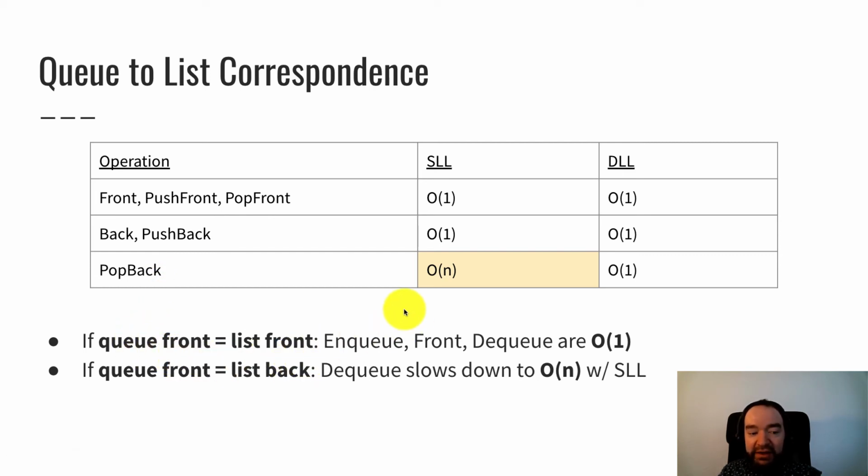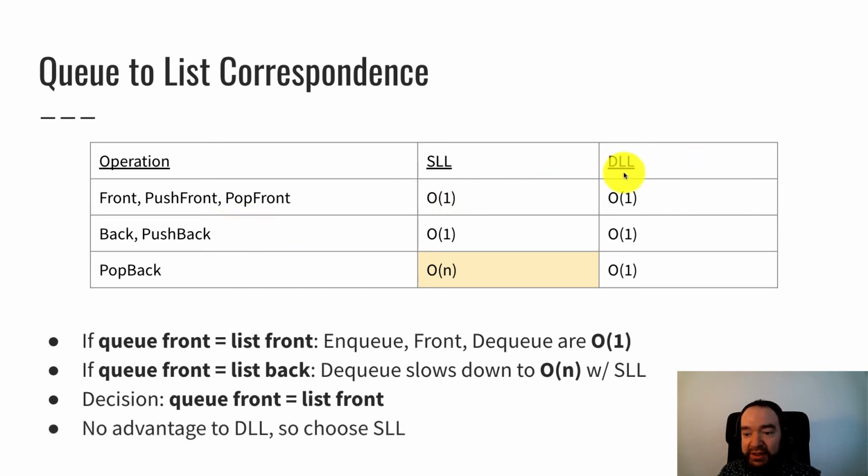Now, the alternative is we make the queue's front be the list's back, and that would slow things down. So then, in order to dequeue, you would need to pop back, and pop back is linear time in a singly linked list. So the decision is we should make the queue's front be the list's front, because if the front of the queue is the front of the list, then all of the queue operations can be implemented in constant time for either kind of linked list.